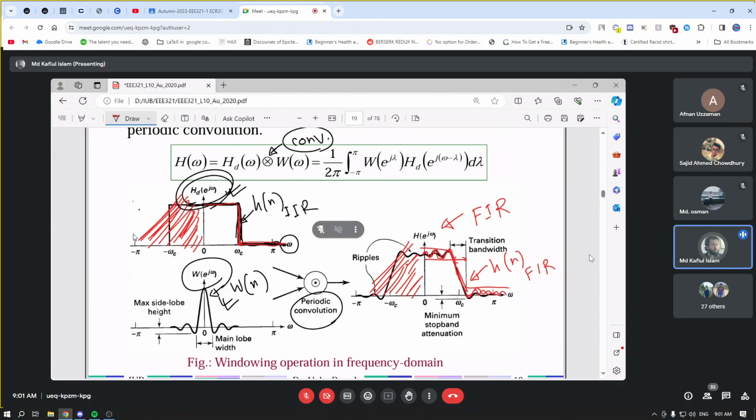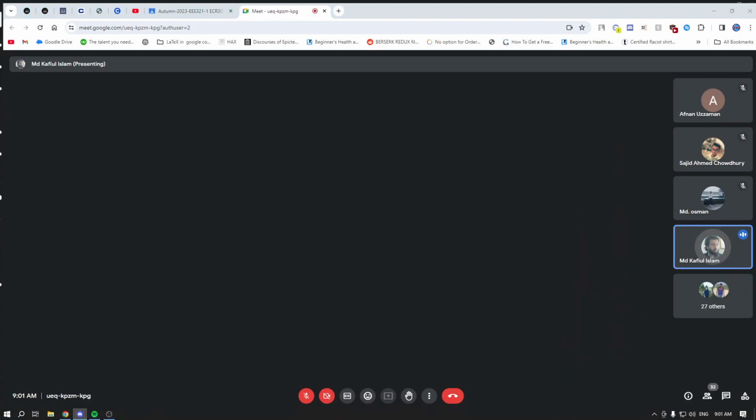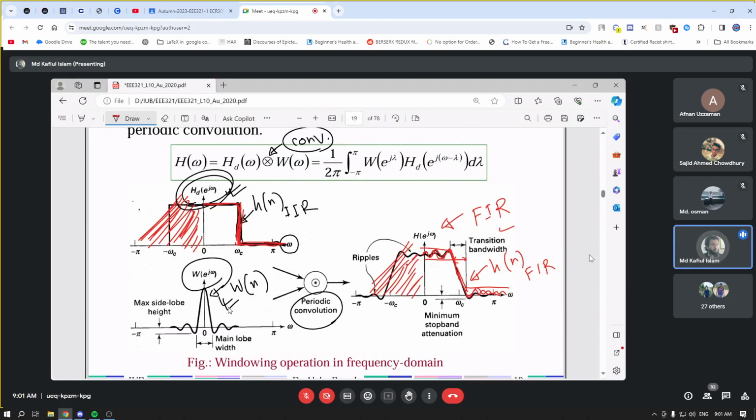Now, why do you still choose FIR filter in some applications, where we know that IIR filter already has a frequency response close to ideal? Because there are some advantages of FIR filter, right? It has linear phase, there is no stability issue, and it is efficient to implement compared to IIR filter. Do you remember that?